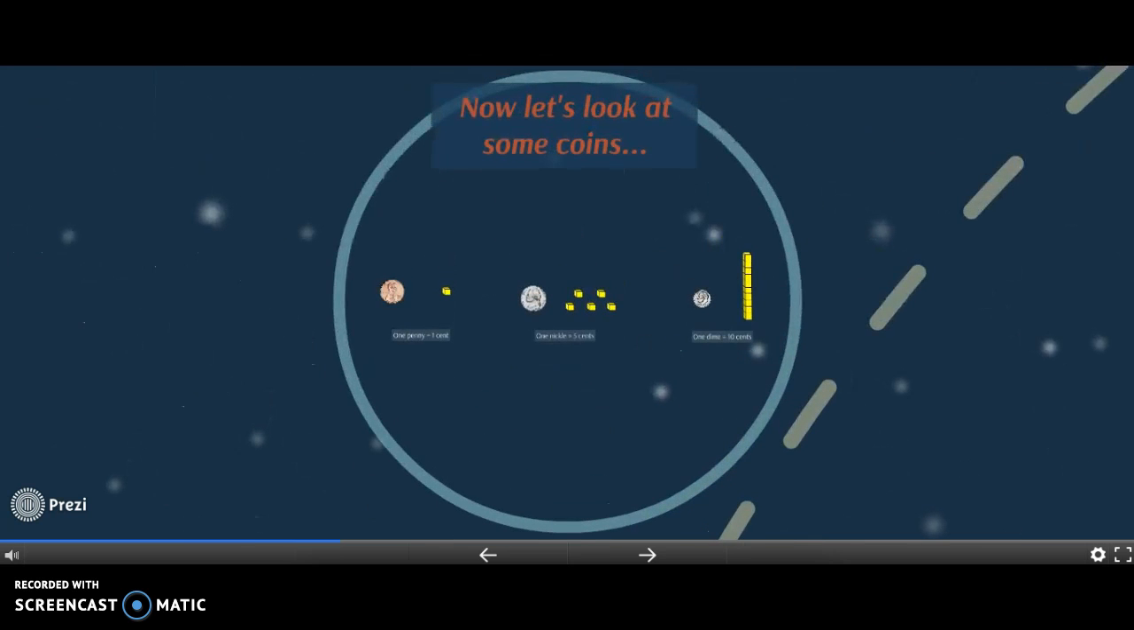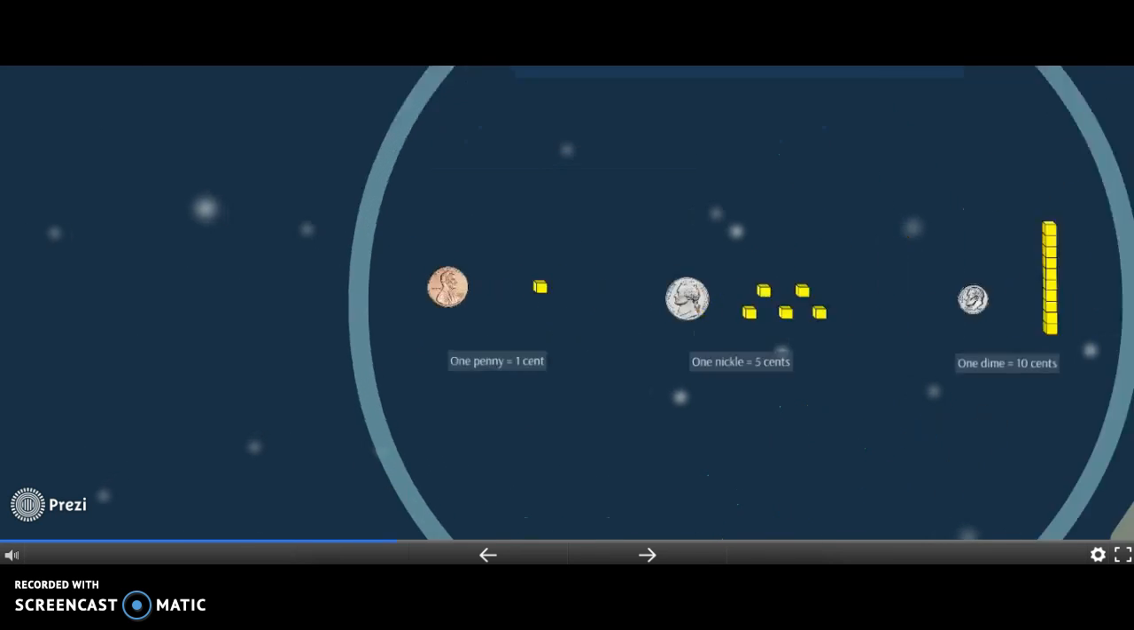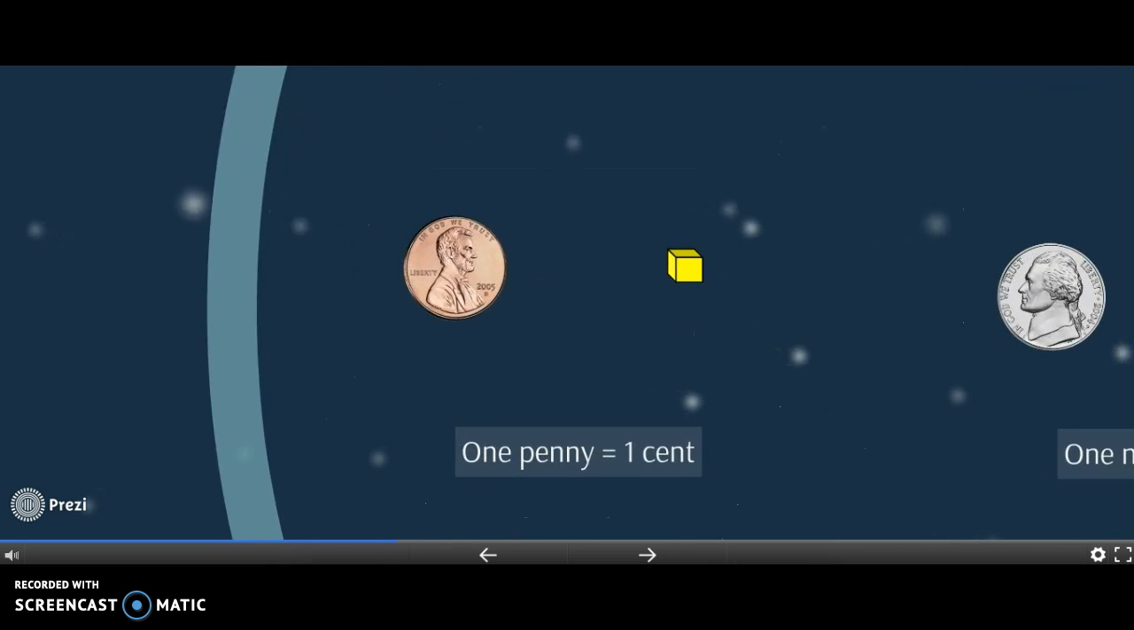Next, let's take a look at some coins. You might have seen these before. This is a penny, and it is worth 1 cent. And if we use our ones blocks to determine the value of this coin, we will find that it is worth 1 block.